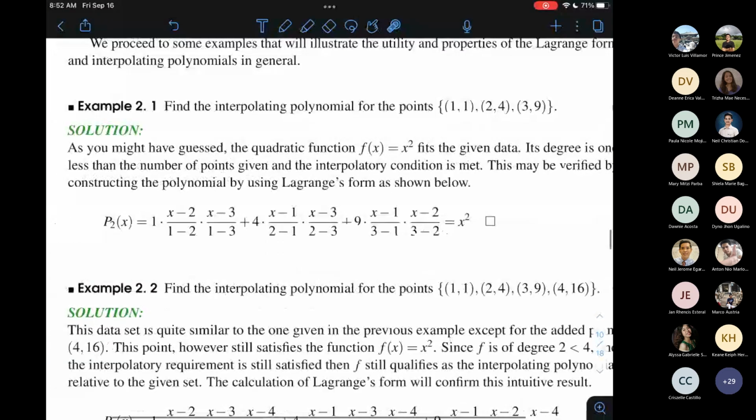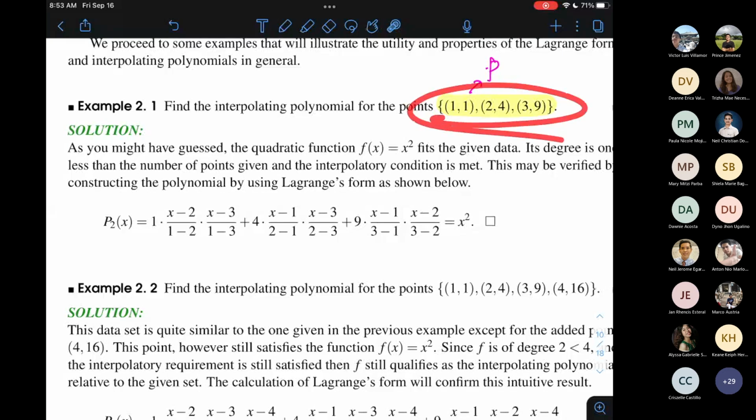Okay. Example 1. Find the interpolating polynomial for the points 1,1, 2,4, and 3,9. Well, I guess if you're just looking at the data, you can say right away, sir, ang dali niyan. Ang sagot dyan ay x squared lang. Right? What is P sub n of x? Ang n plus 1, meron tayong tatlong data points. So ang n natin ay 2. So P sub 2 of x. Pwede nyo hulaan lang. X squared yung sagot.